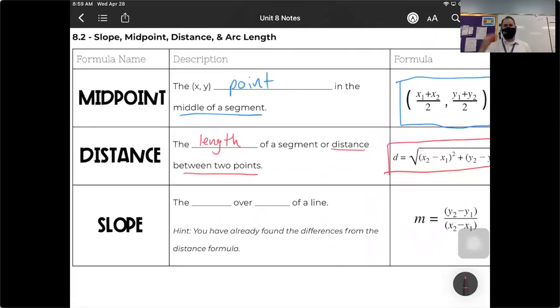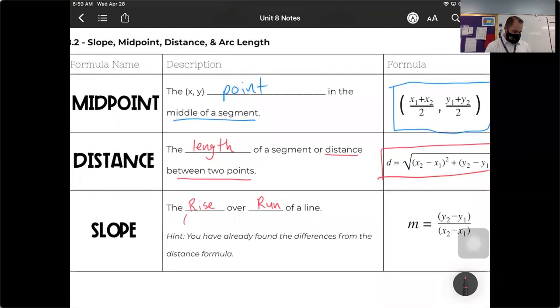Okay, slope is what over what? Rise over run. And remember that rise and run are calculations from the y values and x values. The rise is always the difference of the y's, like y2 minus y1. The run is the difference of the x's, x2 minus x1.